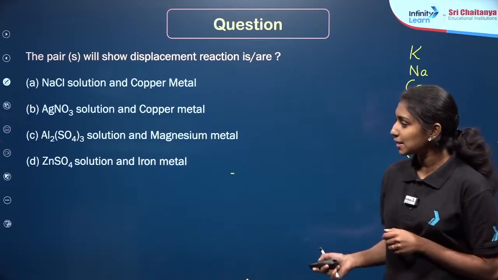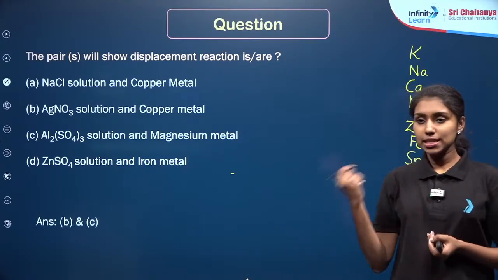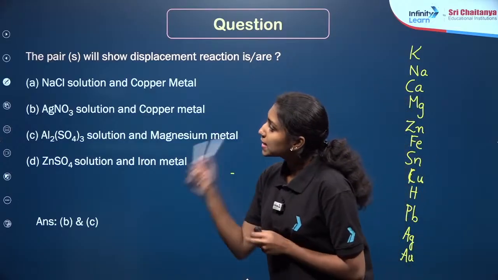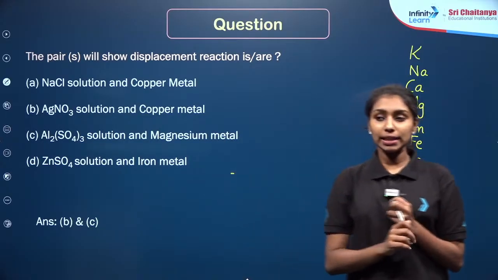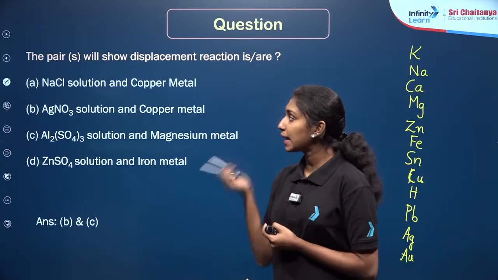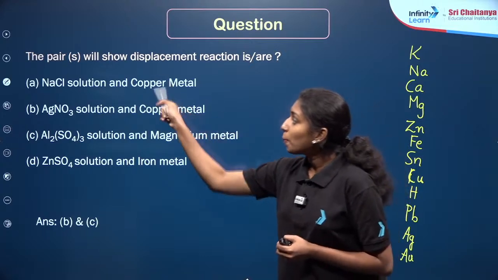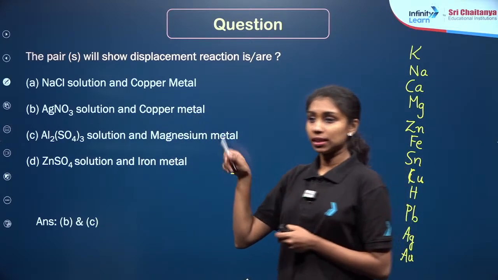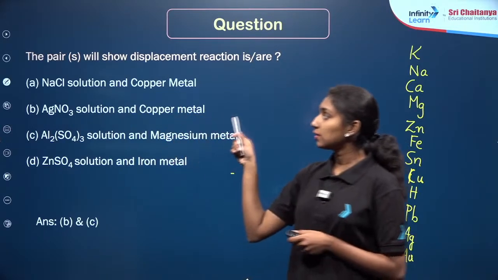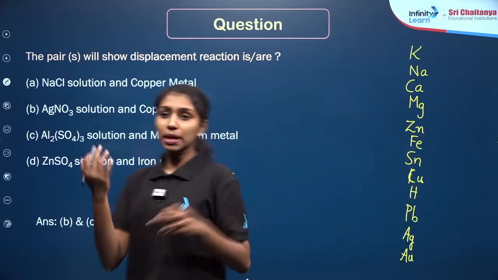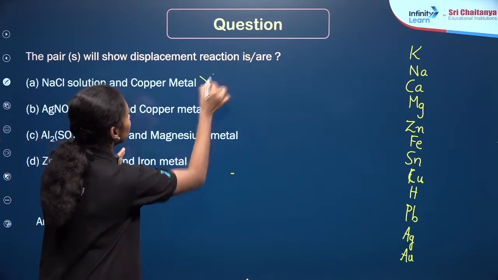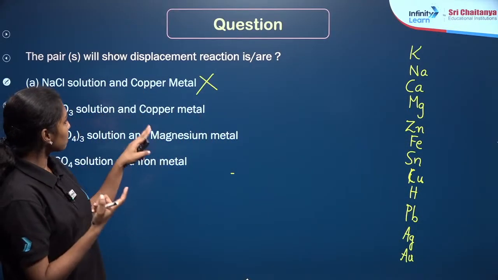Okay, let us see what the answer is. B and C are the correct answers. If you are talking about the first case, NaCl solution and copper metal, comparing the reactivity series, copper is less reactive than sodium. So we can say that a displacement reaction will not happen. This is the one case where the displacement reaction is not happening.